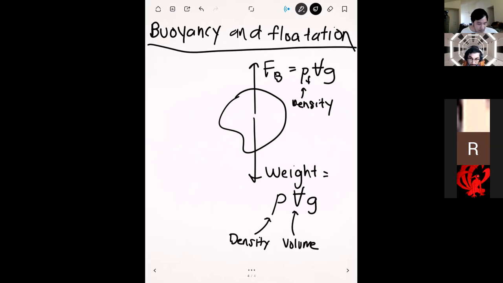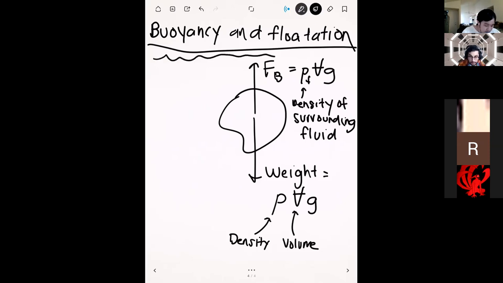The difference between the buoyant force and weight is actually in the density. For the weight, you consider the density of the actual object itself. But for the buoyant force, the density that we use is the density of the surrounding fluid.